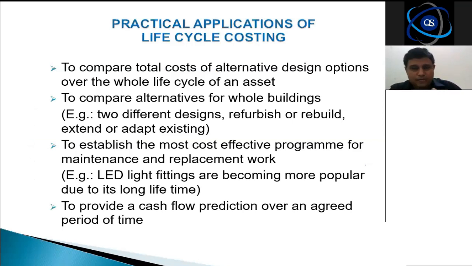Right, life cycle costing has different practical applications which I will briefly explain to you. One is to compare the total cost of alternative design options over the whole life of an asset, which we have spoken about. So now if you are talking about the power source example, those design options also have a total cost. For example, establishment of the solar panels. How much does it cost?